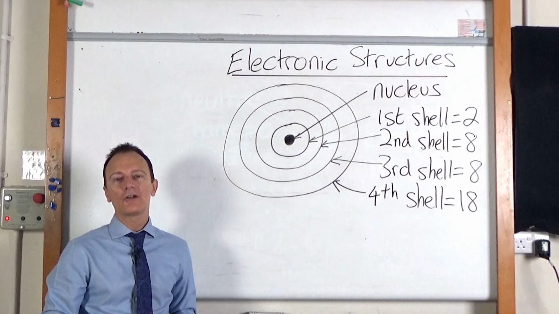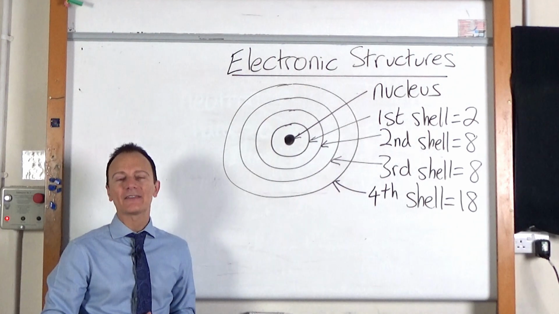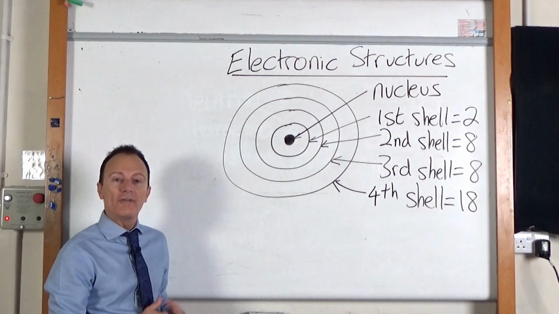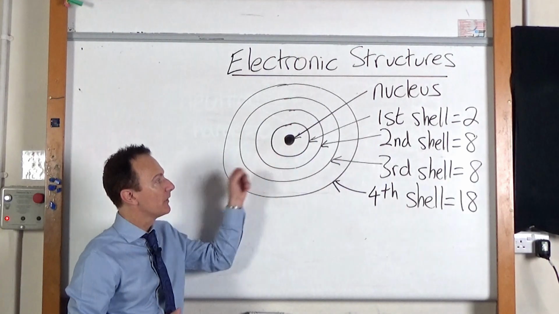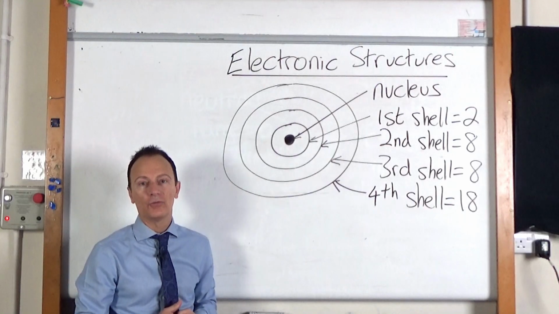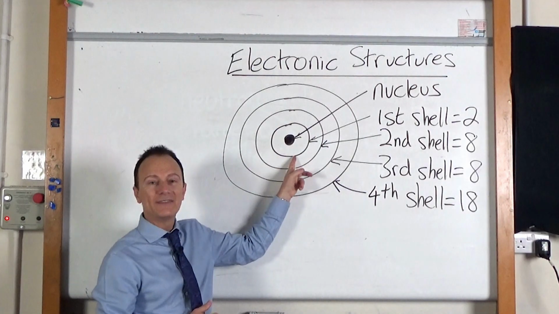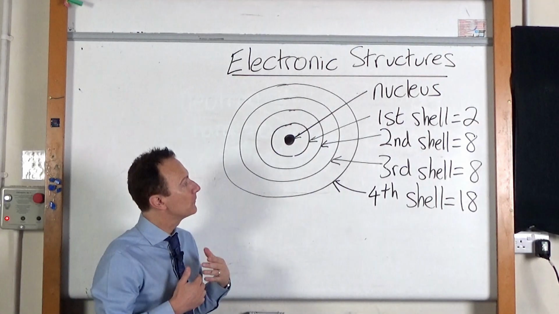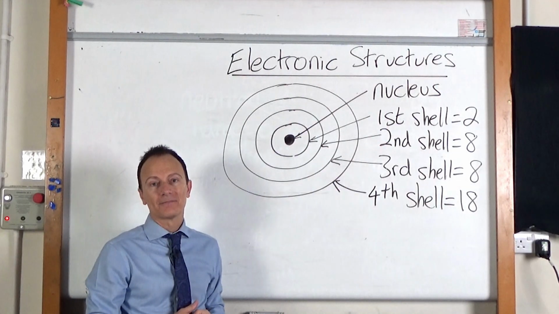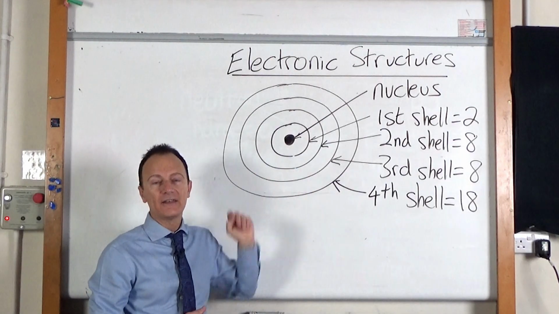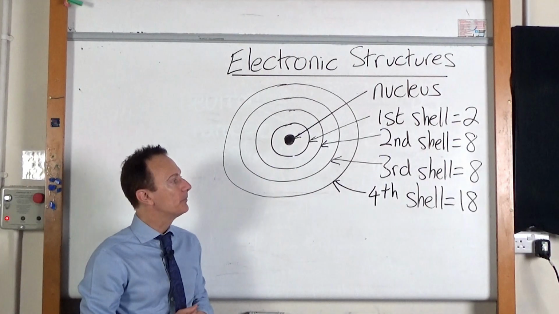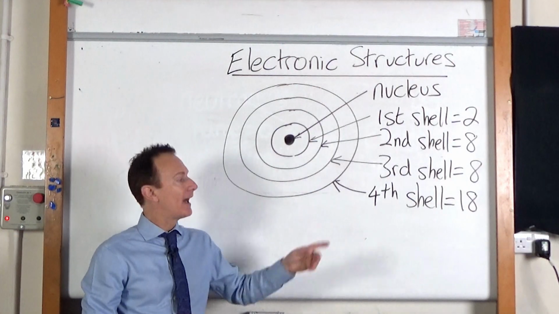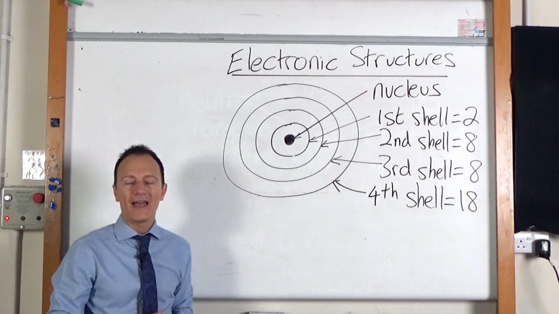We're now going to take a look at the arrangement of electrons within an atom, also known as electronic structure. Now, when we're drawing electrons on these shells, we need to remember some basic rules. The first shell nearest the nucleus, also called the lowest energy level, can hold up to 2 electrons. The second shell, or the second energy level, can hold up to 8 electrons. The third shell can hold up to 8, and the fourth shell can hold up to 18.